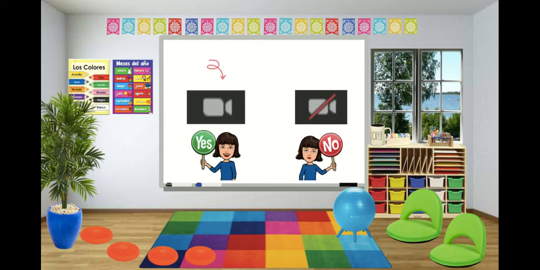So, if you want to know what it looks like when your camera is on, you should see this picture of the video camera at the bottom of your screen. Sometimes it's at the top of your screen, and there should be no red line through it. That means your camera is on. If there's a red line through your camera, that means your camera is off and you need to click it to turn it on.